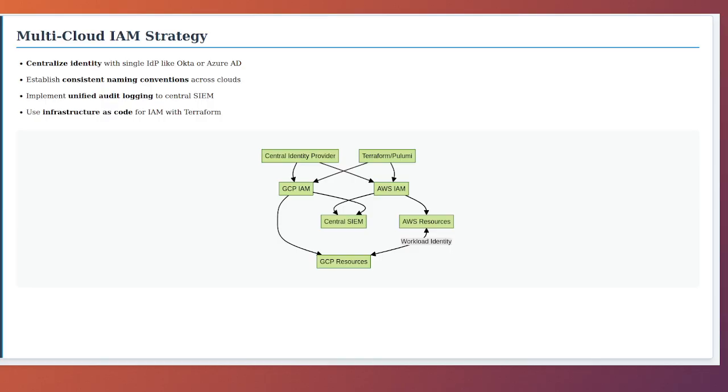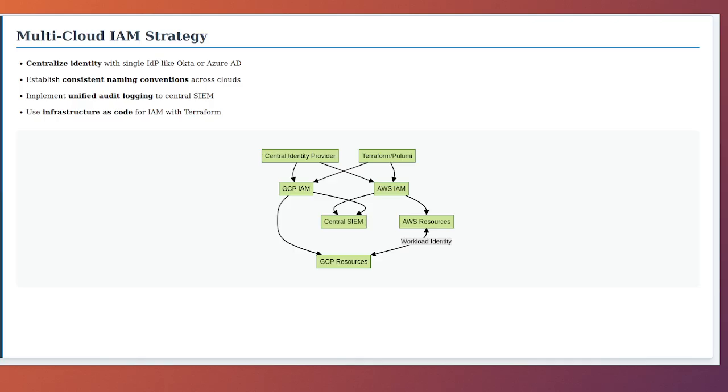First, centralize identity management. Use a single identity provider like Okta, Azure AD, or Google Workspace as your source of truth for user identities. Configure both AWS and GCP to federate with this identity provider. In AWS, set up SAML federation with IAM Identity Center or direct SAML to IAM roles. In GCP, set up Workforce Identity Federation. Users authenticate once and can access both clouds.